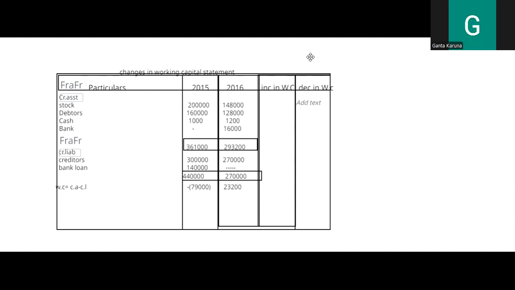Then when I go with my debtors, even debtors were last time 1,60,000 and now it is 1,28,000. So it is also decreasing. So when it is decreasing, the decreasing value again I'll post on the decrease in working capital only.